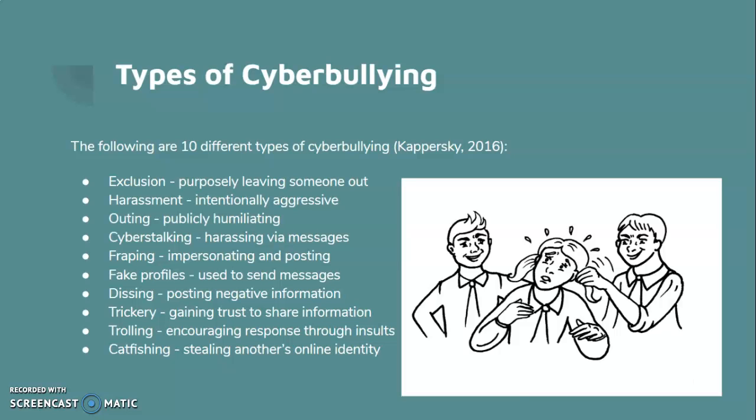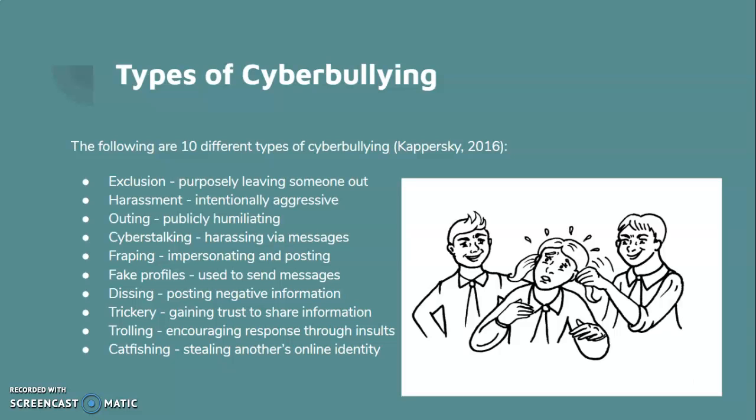Types of cyberbullying. There are 10 different types of cyberbullying. The first is exclusion. Exclusion is known as purposely leaving someone out. Harassment. This is when you're intentionally aggressive towards another student with your comments. Outing would be publicly humiliating the student. Cyberstalking. This is harassing, sending multiple messages to that particular student.